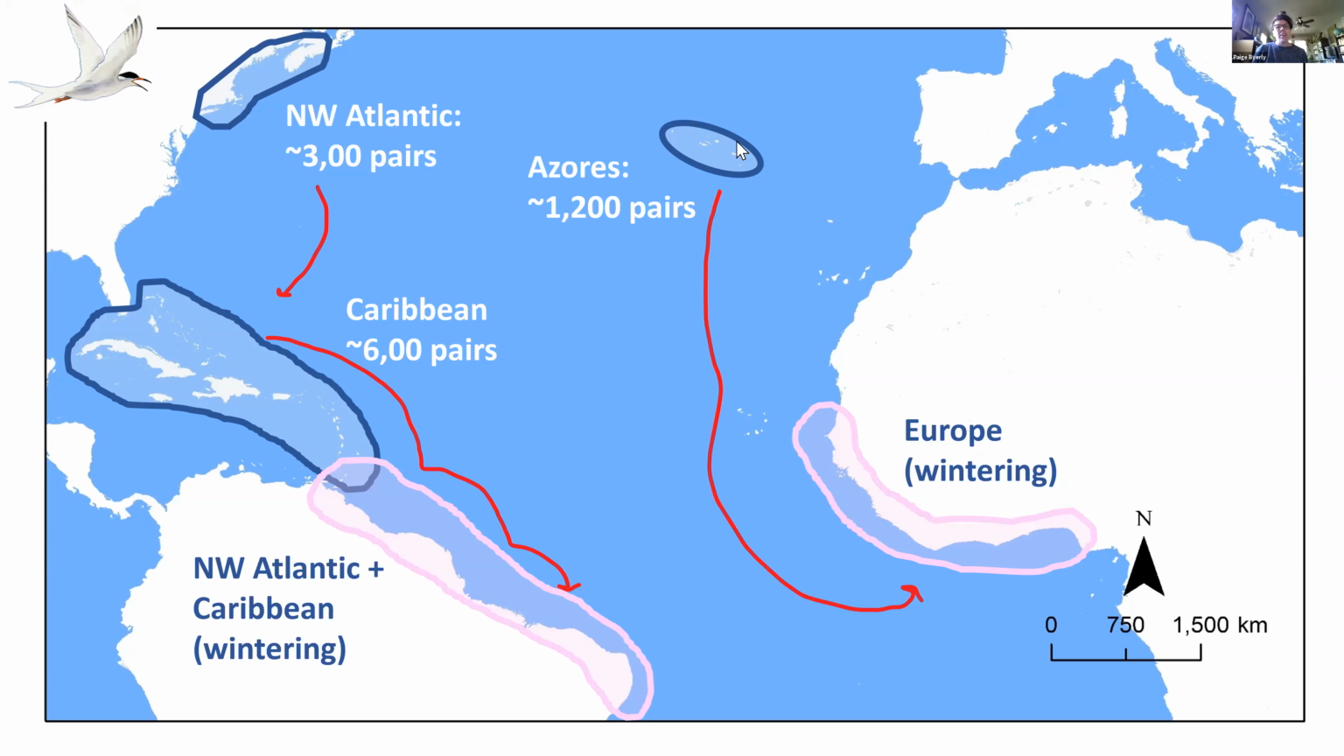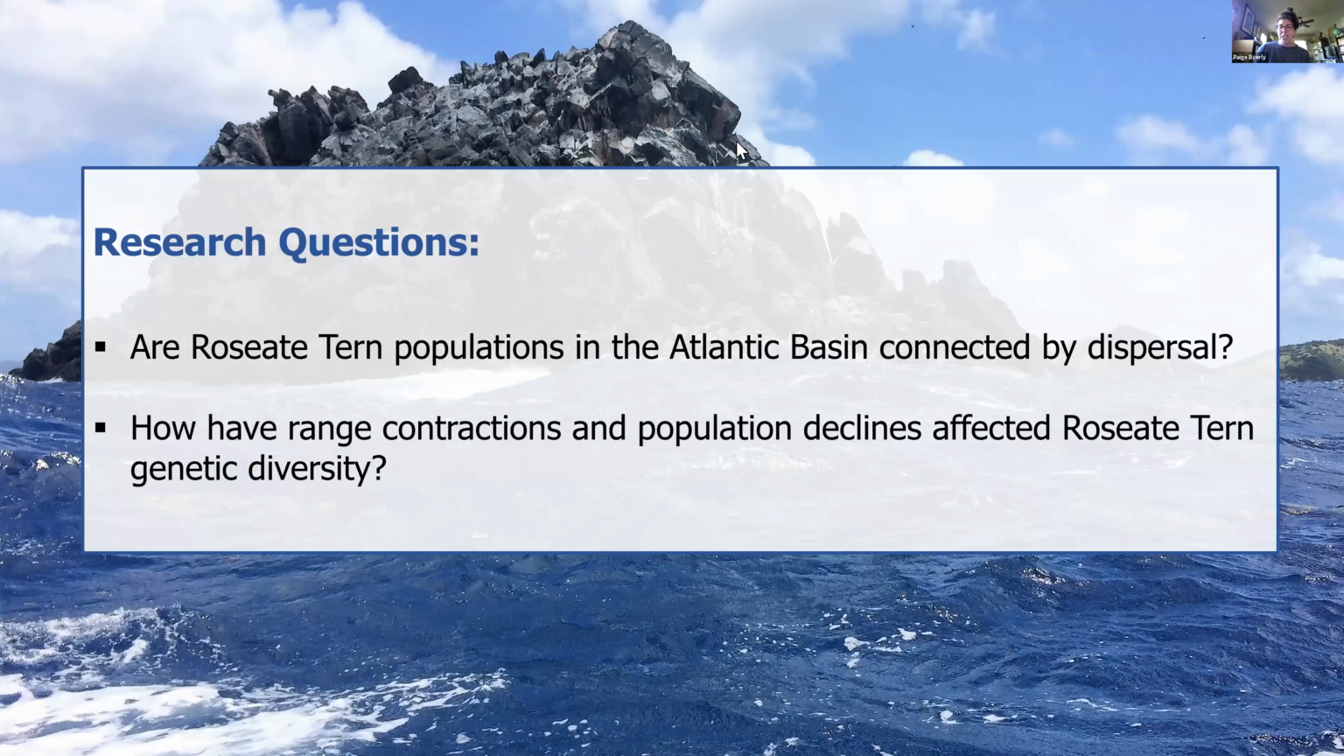So we had some research questions. Today we're just looking at current connectivity as opposed to historical. So we're asking if roseate terns in the Atlantic Basin are currently connected by dispersal. And we also want to look at genetic diversity. So how have range contractions and population declines potentially influenced diversity within these 3 populations.